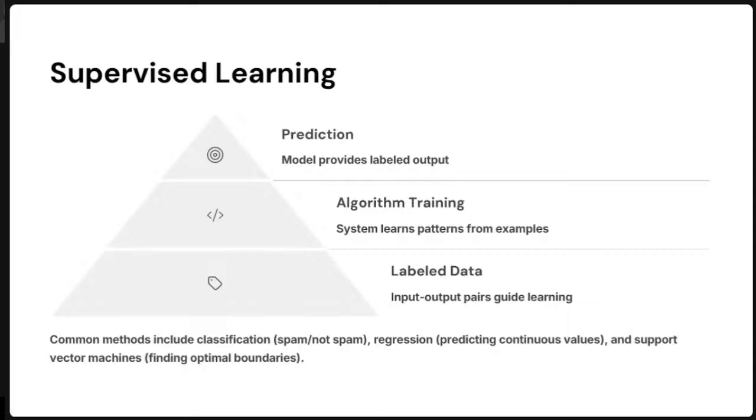So the model will provide labeled outputs, the algorithm looks for patterns, and then the labeled data pairs. You have the labels to guide the AI learning. For example, very common methods are spam and not spam, which is a classification problem. A classification problem is where you have two or more defined classes on which you are going to train your model. For example, spam and not spam are two classes. So you are classifying whether a mail is spam or whether a mail is not spam, right?